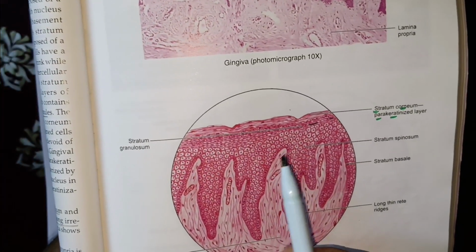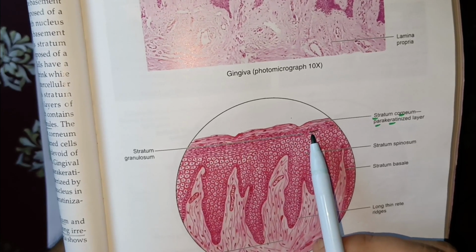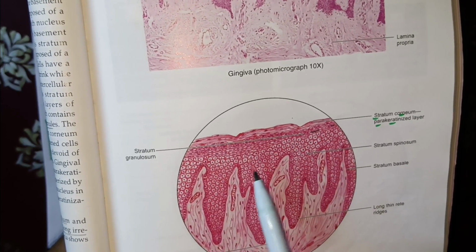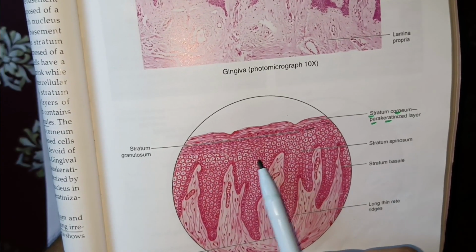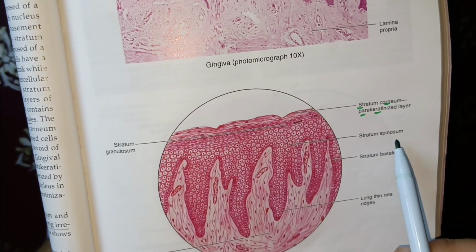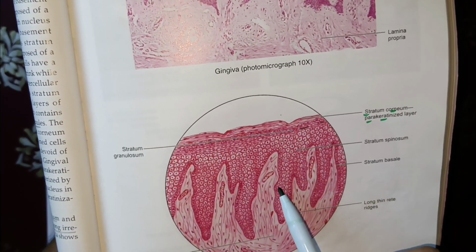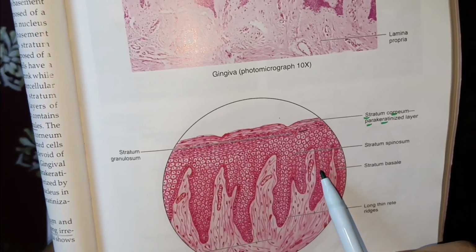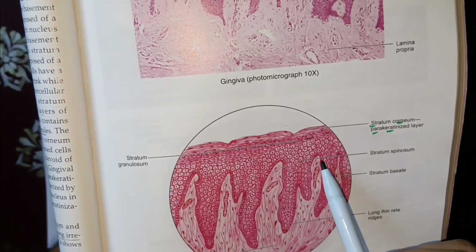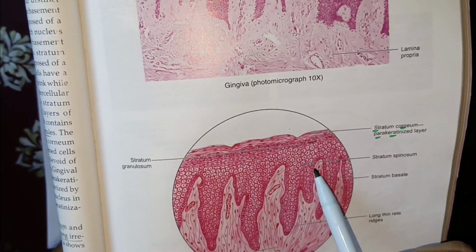It will be more clear here. So this is the stratum granulosum. Below the stratum corneum and the stratum granulosum we can see the proper cells. They have spiny processes and are called stratum spinosum, and below the stratum spinosum we can see this single layer of cells. They are the stratum basale, and below that this red line is demarcating the epithelium and the connective tissue. This is the basement membrane.